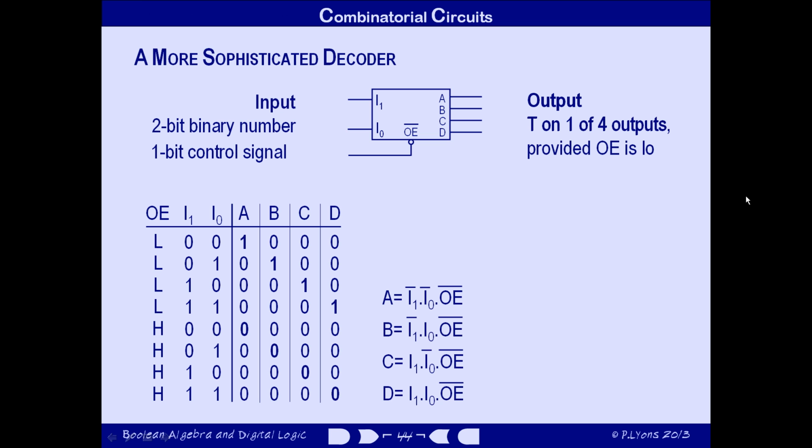The Boolean expressions for the outputs are simple. They are in fact identical to the Boolean expressions for the outputs of the simple decoder, except that each term now incorporates a not OE factor to indicate that the output cannot be true unless the output enable voltage is low.